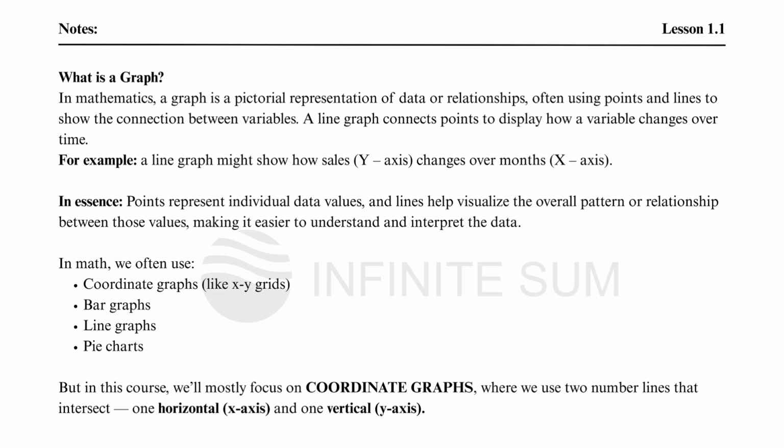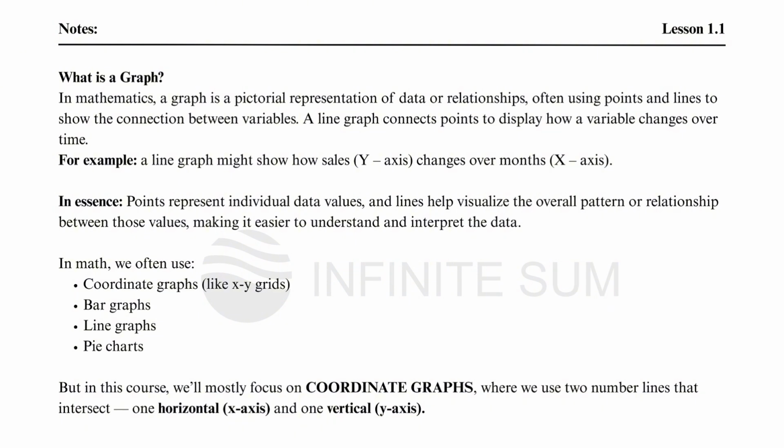So then what is a graph? In mathematics, a graph is a pictorial representation of data or relationships, often using points and lines to show the connection between variables. A line graph connects points to display how variables change over time. For example, a line graph might show how sales, which is the y-axis, changes over months, which is the x-axis. In essence, points represent individual data values, and lines help visualize the overall pattern or relationship between those values, making it easier to understand and interpret data.